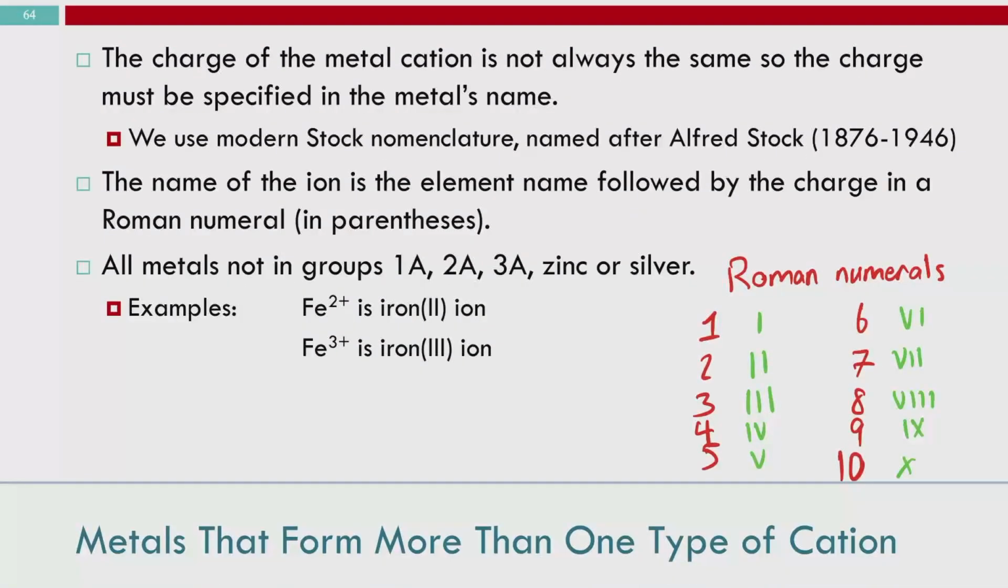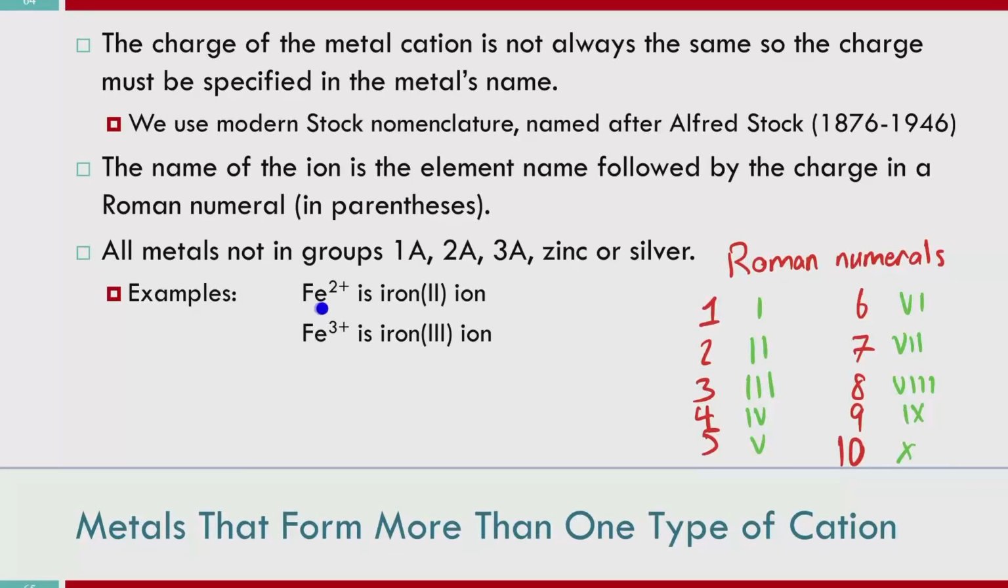The other way to do it, the stock notation, is where we put the charge in parentheses. That is the easier version. If you know what the charge is, you just write the Roman numeral version in parentheses. And I've got our Roman numerals for 1 through 10 up there. So for example, iron 2 plus ion is the iron 2 ion.